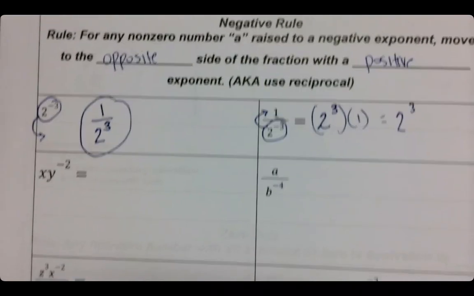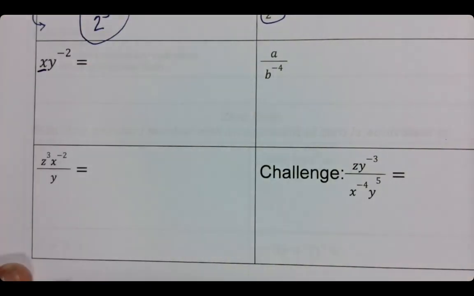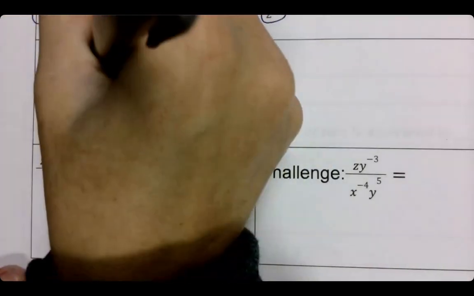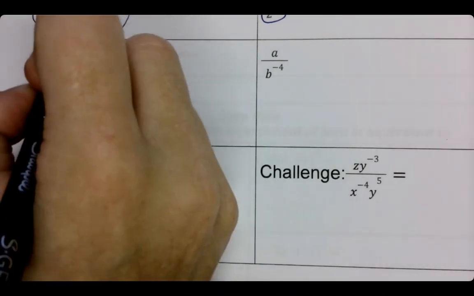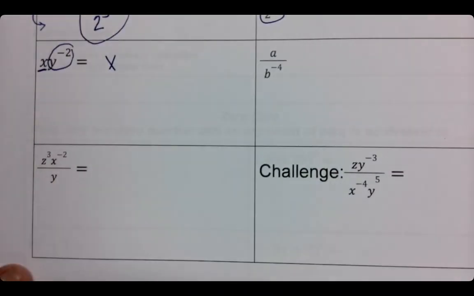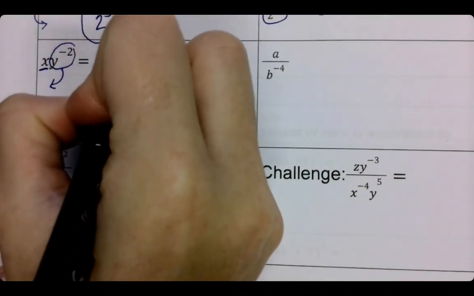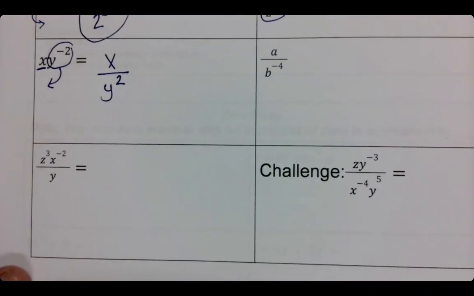Okay? So with this one, does the x have a negative exponent? No, it does not. So the x will stay. What about the y to the negative second power? Does that have a negative exponent? Yes, so that actually is going to move. That will move to the bottom. So this is going to become a fraction. It didn't start out as 1, but it's going to become 1.